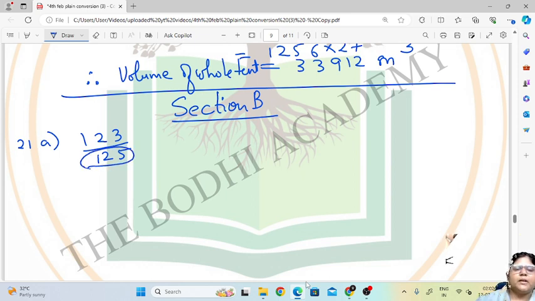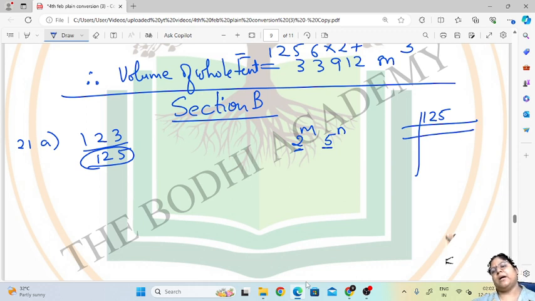So for this type of question, you have to make the denominator in the form of 2 to the power m, 5 to the power n. Anything with 2 power and 5 power. The power can be 0 also. So you will take the factorization of 125, that is 5, 25, 5, 5, then 5, 1. So we can write 123 upon 5 power 3 for 125.